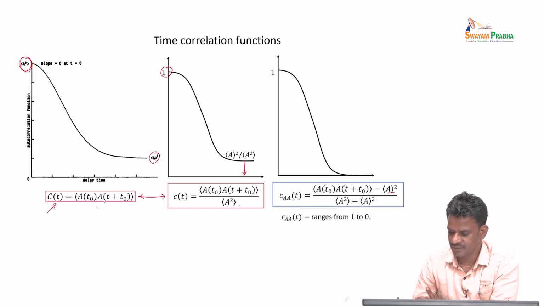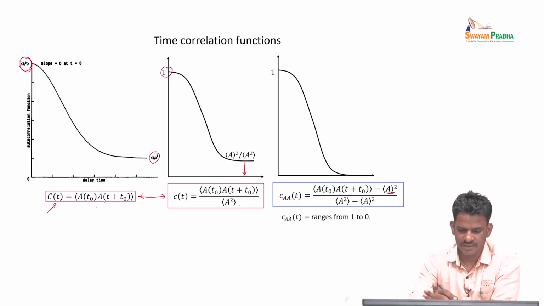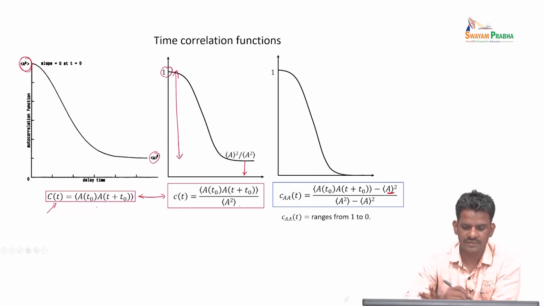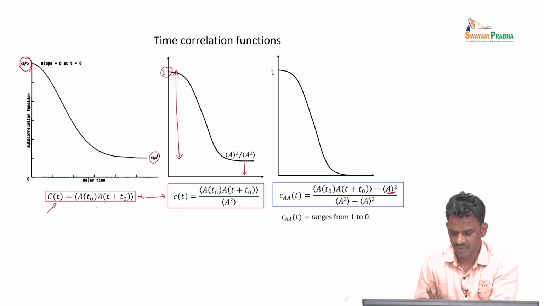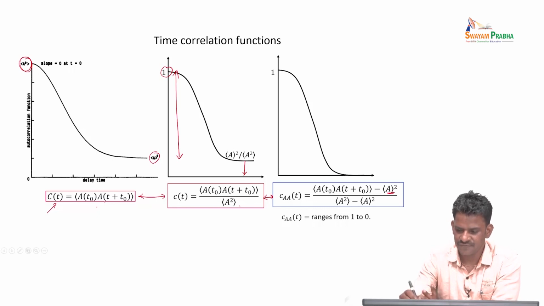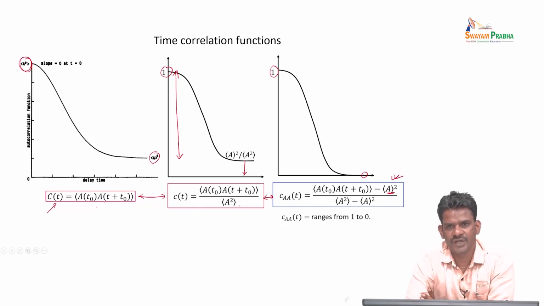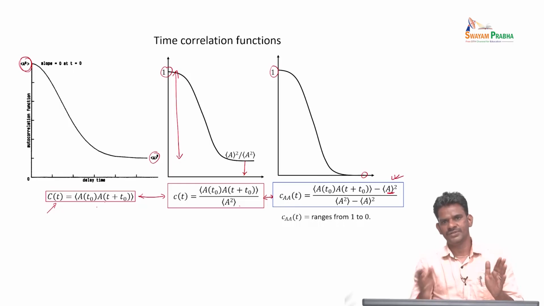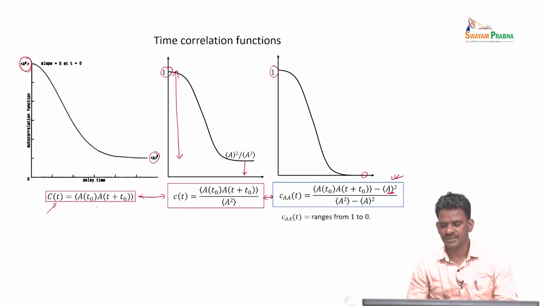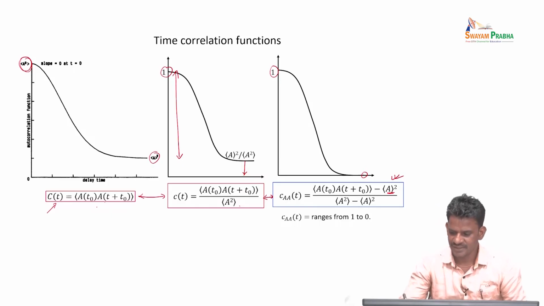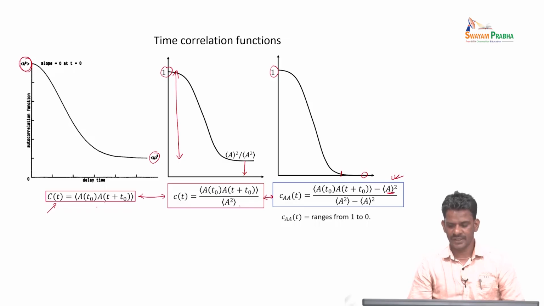Now if you want to shift this function, we can subtract the mean square from this value and then divide by the height of this function, which is the mean square minus the square of the mean. When you transform this equation, we are able to show that this function will now go from 1 to 0. We will use this as the final definition of the time correlation function, because it nicely goes from 1 to 0, where 1 means the variables are highly correlated and 0 means they are completely uncorrelated. This is the time at which the signals become uncorrelated.